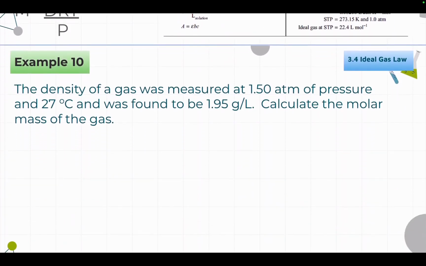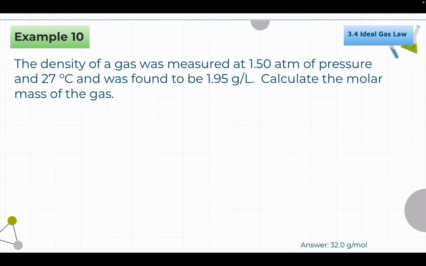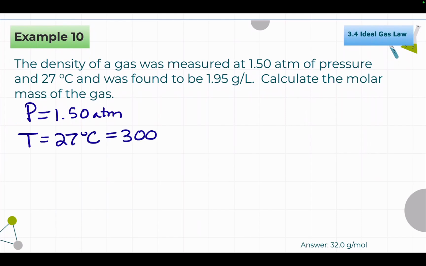So let's do one example here. I would definitely pause the video and try it. In the question, they're telling us that the pressure of the gas is 1.50 atmospheres. The temperature is 27, add 273.15, that's going to be about 300 Kelvin. Density is 1.95 grams per liter. And we're being asked for the molar mass.